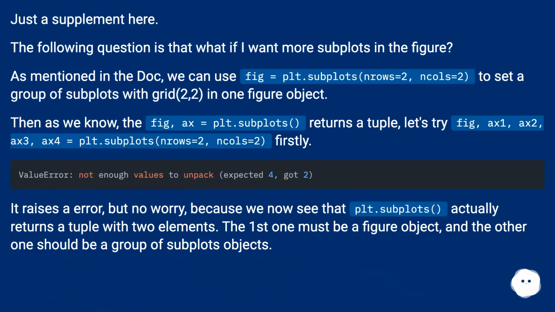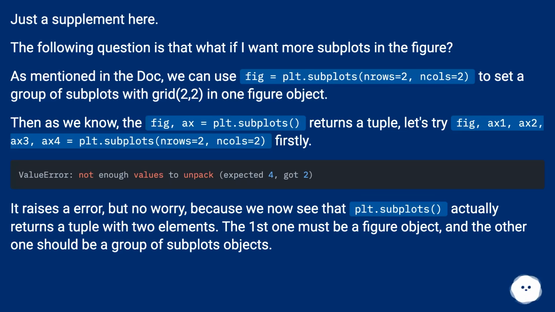Just a supplement here. The following question is, what if I want more subplots in the figure? As mentioned in the doc, we can use fig = plt.subplots with rows = 2 and columns = 2, to set a group of subplots with a 2x2 grid in one figure object. Then as we know, fig, ax = plt.subplots returns a tuple. Let's try fig, ax1, ax2, ax3, ax4 = plt.subplots with rows = 2 and columns = 2, firstly.